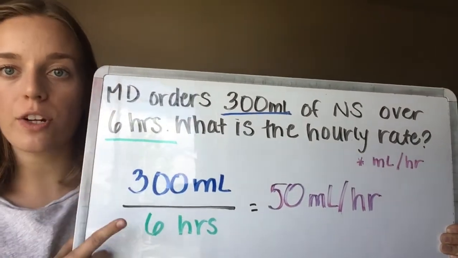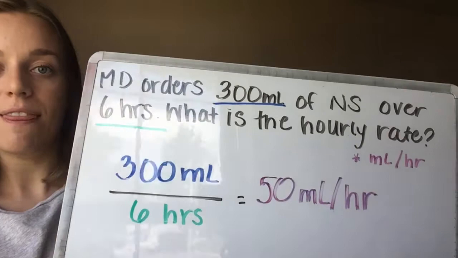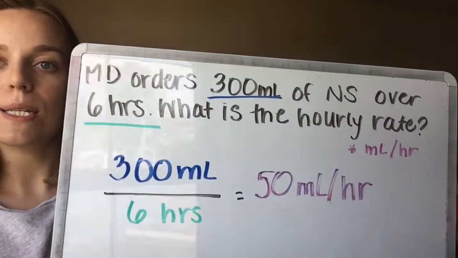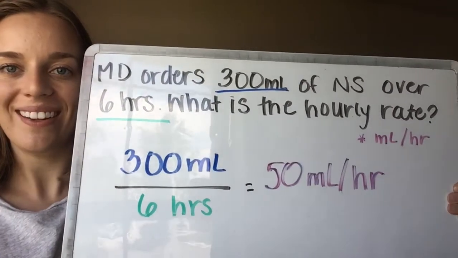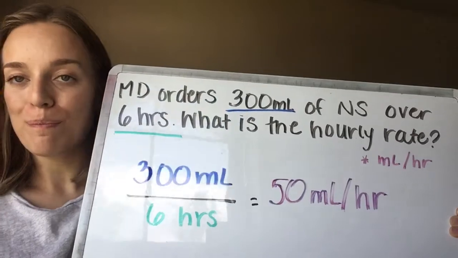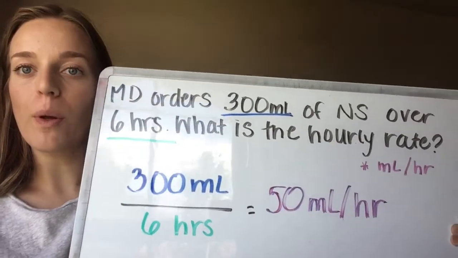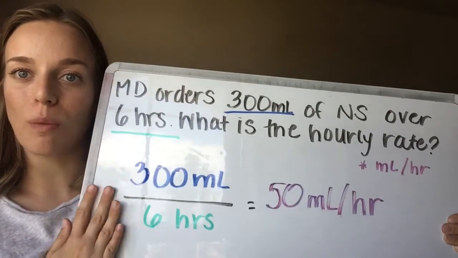So we're giving 300 over 6 hours, and our problem's already in milliliters over hours, and that is where we want to end up over here. So we just have to divide. So we type in our calculator, because we always use a calculator, and we have 50 milliliters over an hour. So pretty straightforward, pretty simple. We are just dividing here because everything was given to us in the format that we needed.